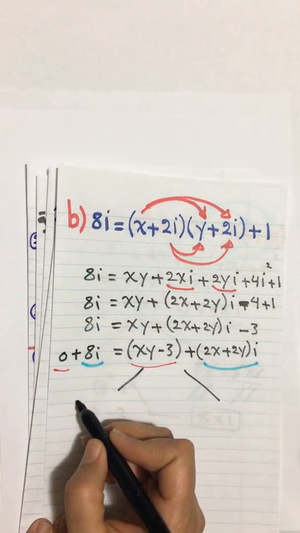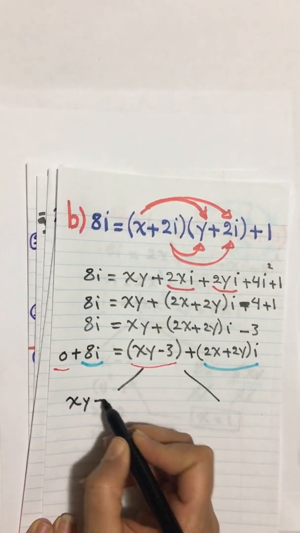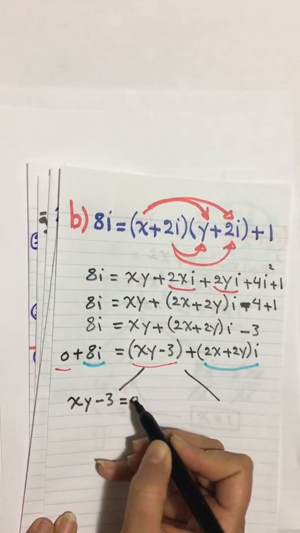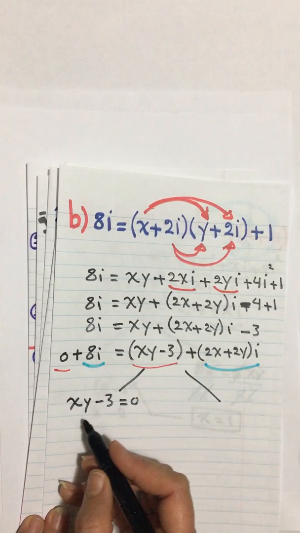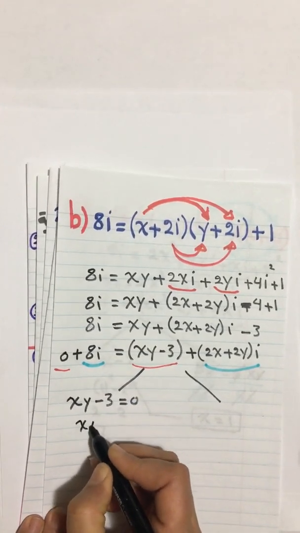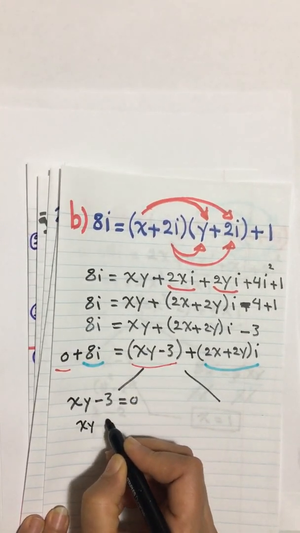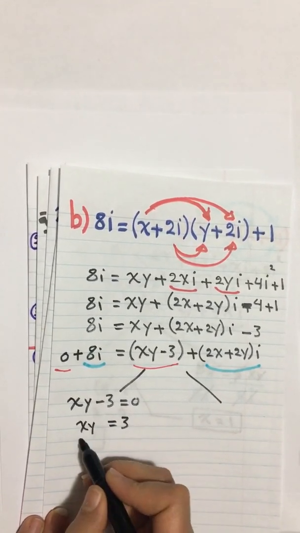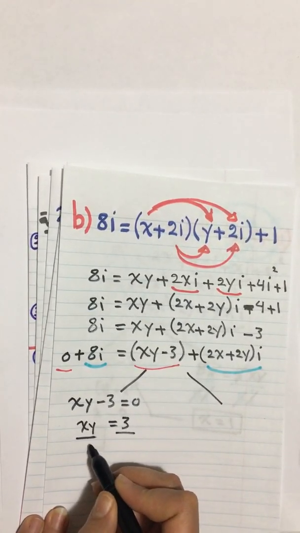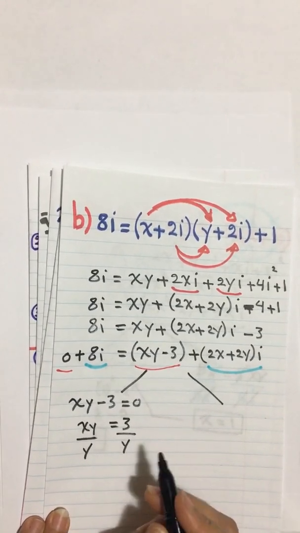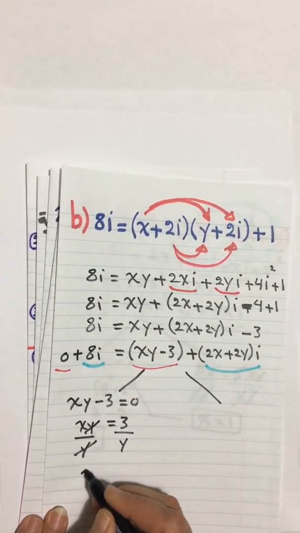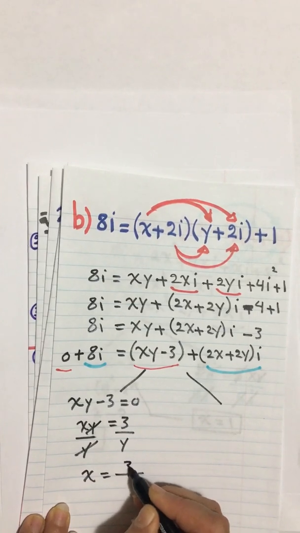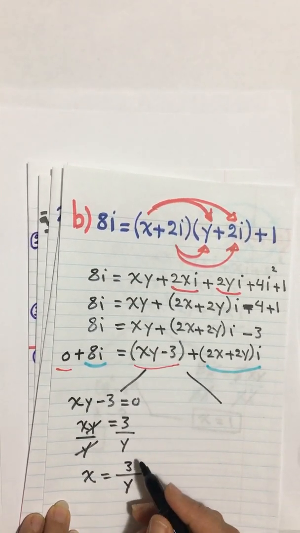Now I have xy minus 3 equals 0. So I get xy equals positive 3. Divide both sides by y. So x equals 3 over y.